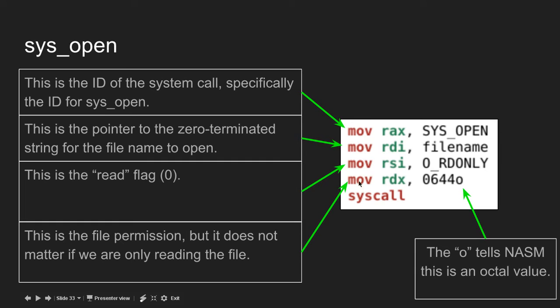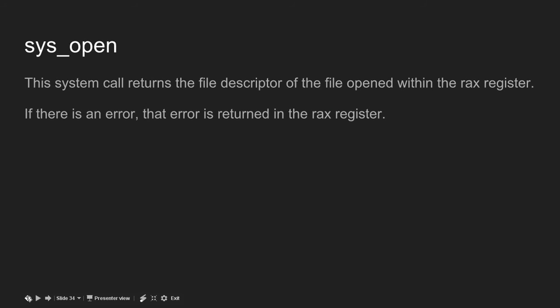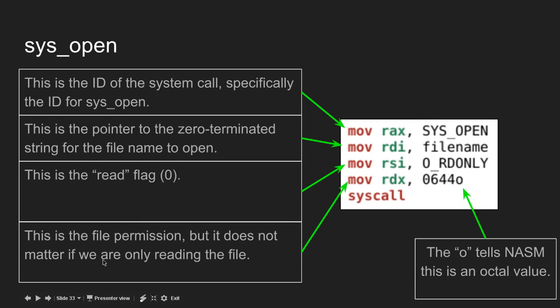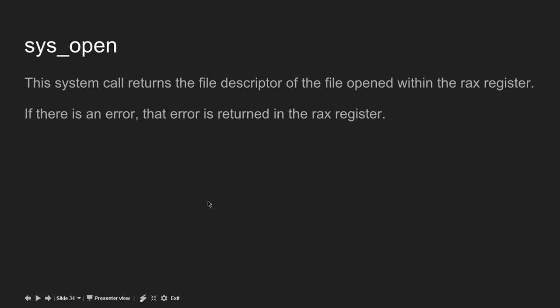The 0644, this is the file permission, but the file permission doesn't really matter too much if we're only reading a file. File permissions are mainly important if you're writing a file. If you're reading a file, it's not going to do much. This system call returns the file descriptor of the file when opened within the RAX register. If there is an error, that error is returned in the RAX register.